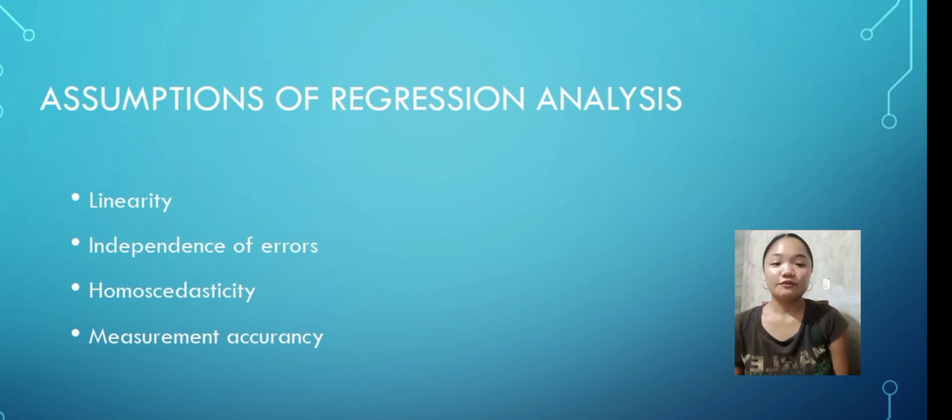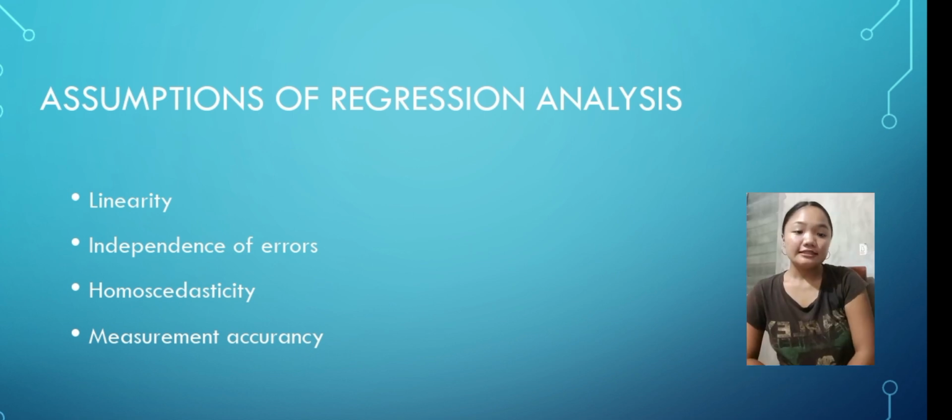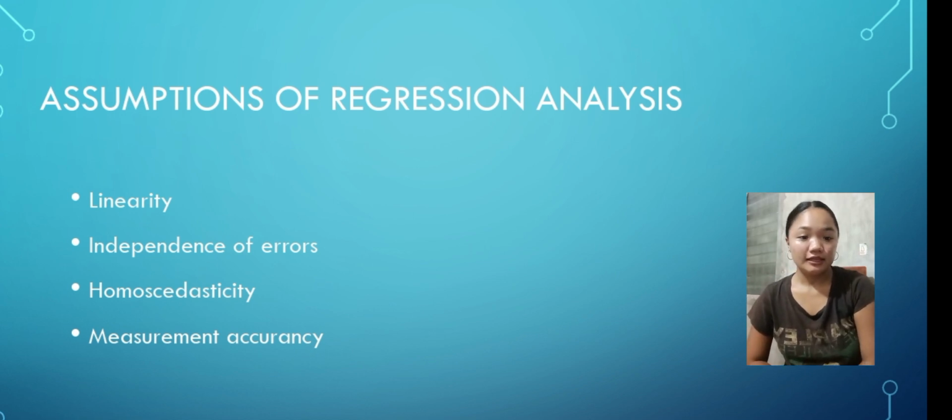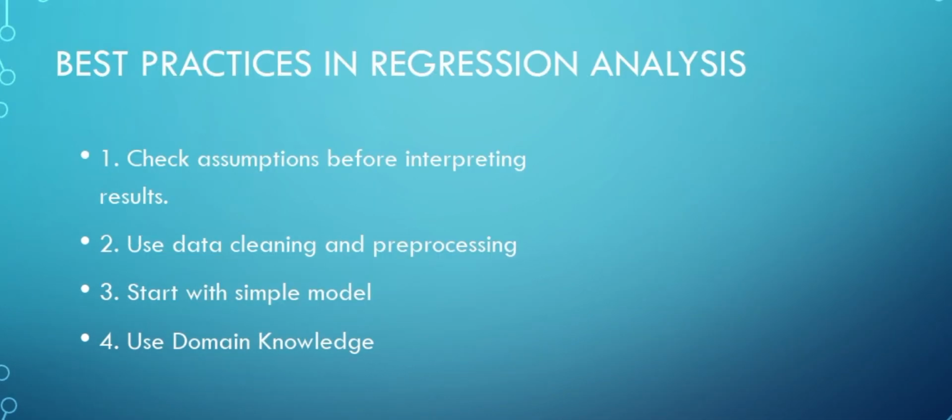One of the assumptions of regression analysis is linearity. The relationship between the predictors and the dependent variable is linear. Second is the independence of errors. Residuals are independent, which is important in time series or clustered data. Last is measurement accuracy. Variables should be measured reliably. Measurement error weakens regression estimates.